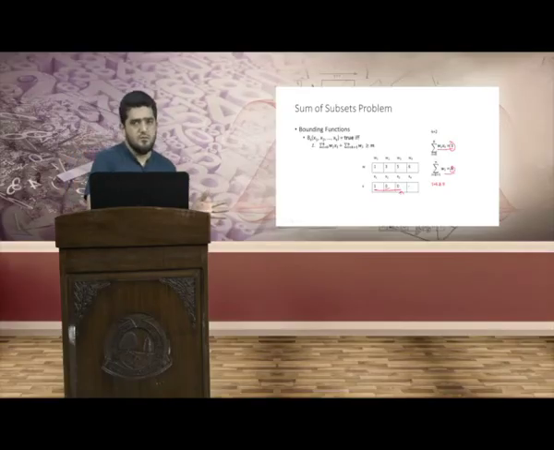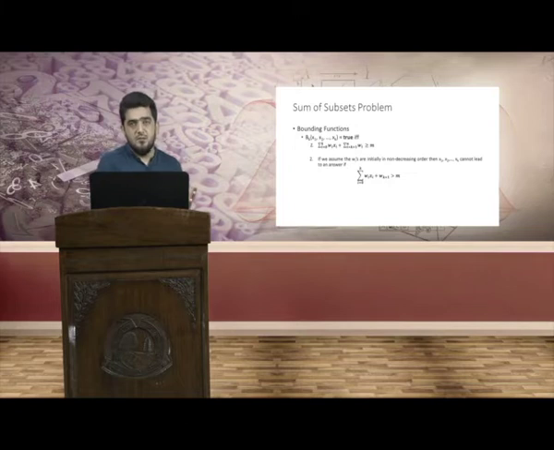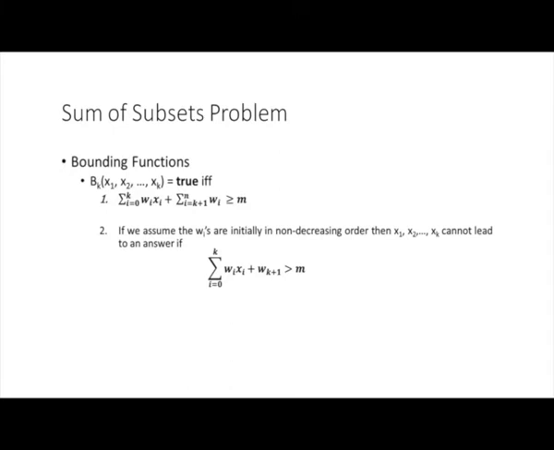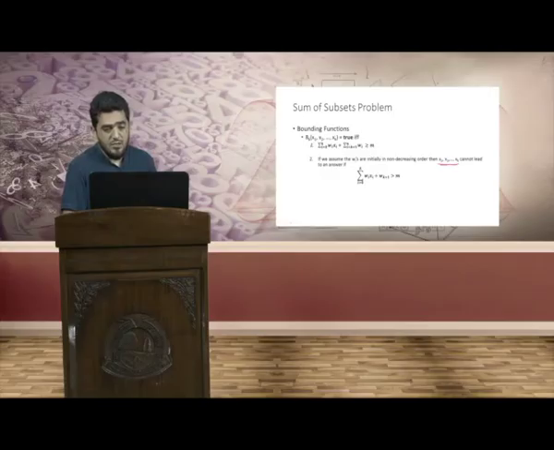Okay. So, this is one of the examples. This is the simplest bounding function that we can use to restrict our search in the state space tree, as was shown earlier. Now we can further enhance the bounds. If we assume that the input weights are arranged in non-decreasing order, and we consider a partial tuple for the solution, let's suppose x1, x2, x3 up to xk, then this partial solution cannot yield an answer if the condition here is true.